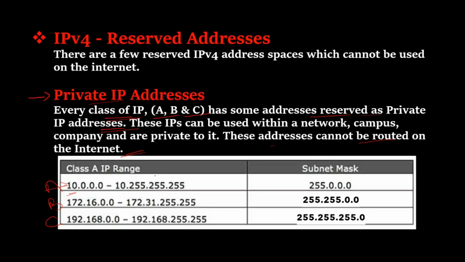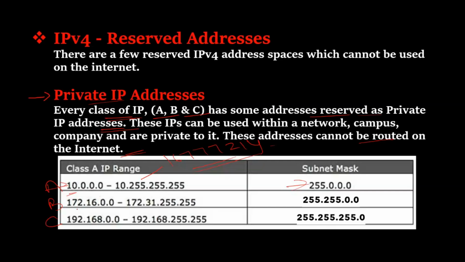As we discussed, in the class A range we can connect 1 crore 67 lakh 77,000 and 214 PCs. That means in this network you can connect this many PCs. And the subnet mask is the same as we discussed in class A. So this IP range is reserved for the LAN. If you want to create your LAN network using class A IP, you can only use this range of IP addresses.